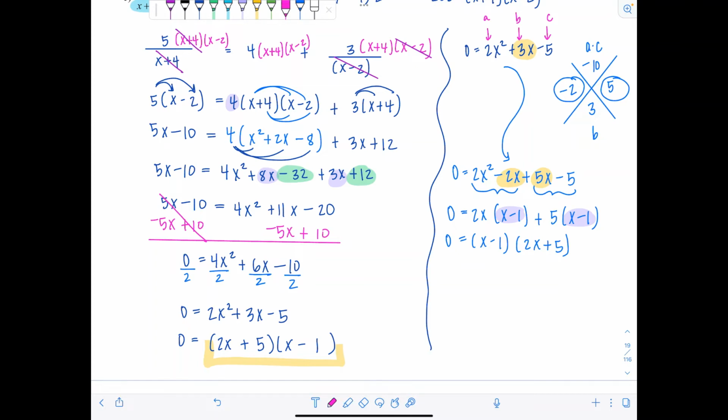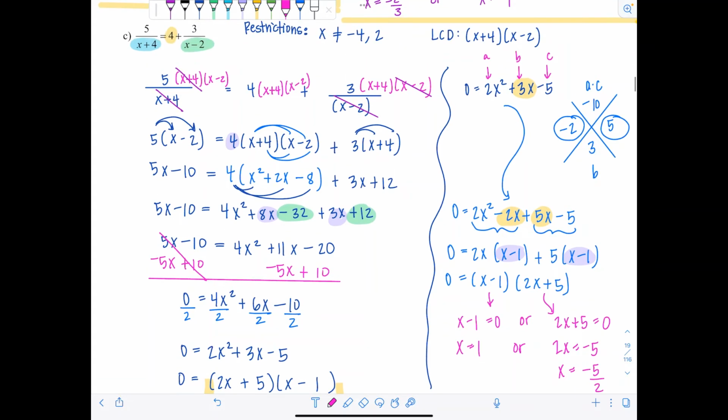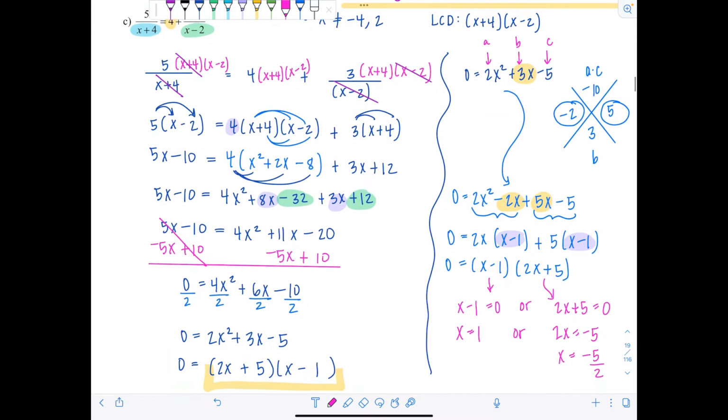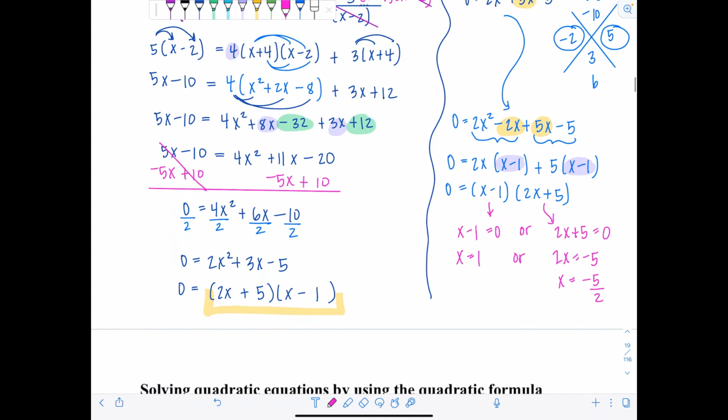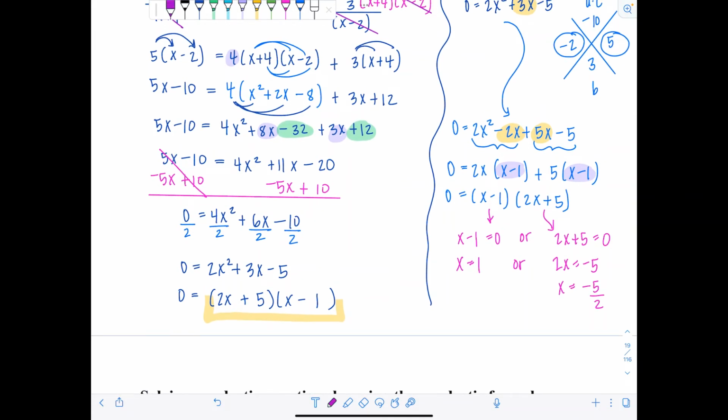Okay, from this point now we do the zero product property. So x minus 1 is equal to 0, or 2x plus 5 is equal to 0. That means x is 1, or 2x is -5, which means x is -5 halves. So were either of those restrictions? Let's see, -4 and 2. Nope, those are not restrictions. So then I'm going to go ahead, put them in my solution set. My solutions are 1 and -5 halves.